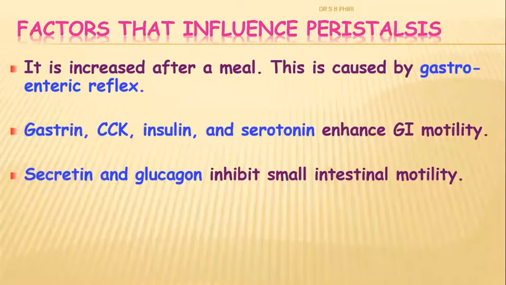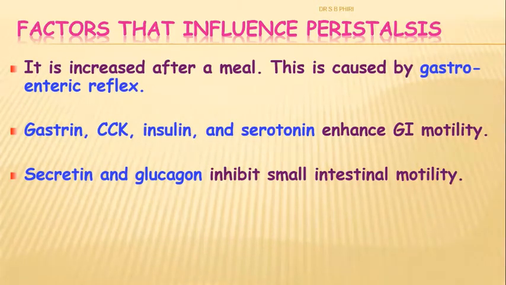And on top of that, you know, to say that you have the intrinsic and the extrinsic nervous supply to the GIT. So the gastroenteric reflexes, these are local reflexes that will be initiated by the presence of chyme in the GIT. Then you have hormones that can enhance and those that can inhibit. So here, just like segmental contractions, you have gastrin, cholecystokinin, insulin, and serotonin. These are going to enhance the motility of GIT. So peristaltic contractions is going to increase.